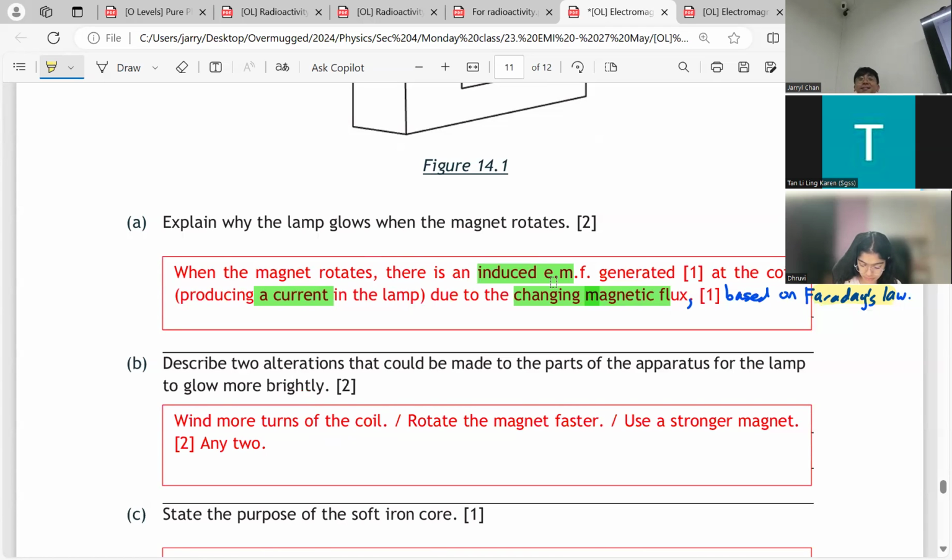Extension to this question. This is describing or state two alterations. What if it was an explanation? What is described and explained? Especially for this one, rotating the magnet faster. How will you explain your answer first? There's a larger rate of change of magnetic flux. Therefore, the induced EMF is larger. Questions?